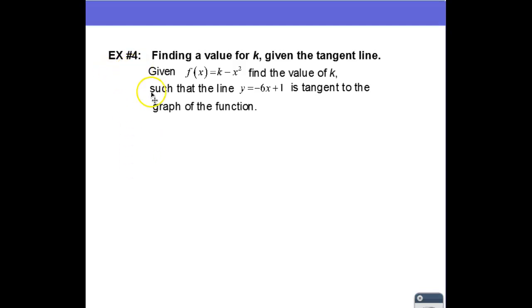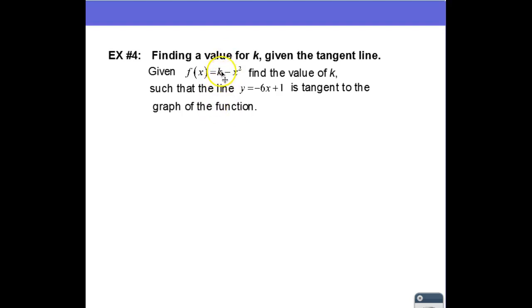In example 4, we're asked to find a value for k given the tangent line. So they tell us f of x equals k minus x squared, and they want us to figure out what k needs to be in order for y equals negative 6x plus 1 to be tangent to the graph of the function. So what's going on here is we've got a straight line, negative 6x plus 1, that is fixed, and we have an inverted parabola that we can essentially move up and down by changing the value of k.